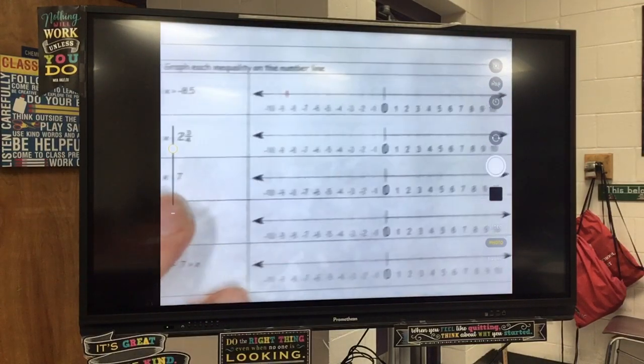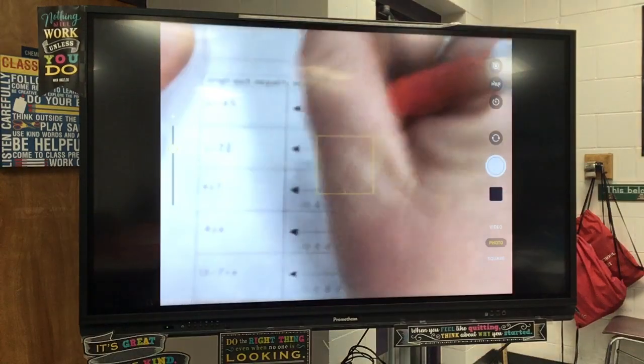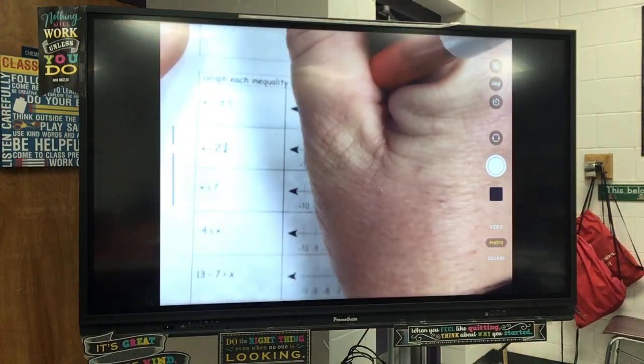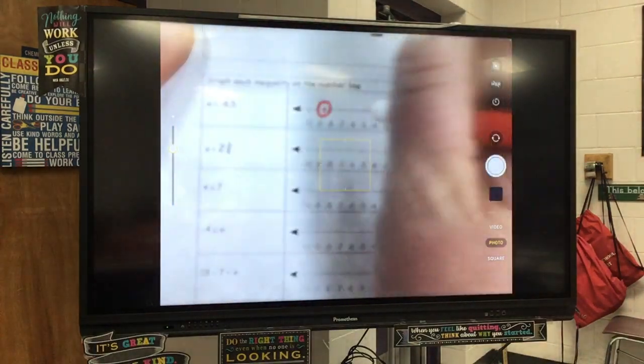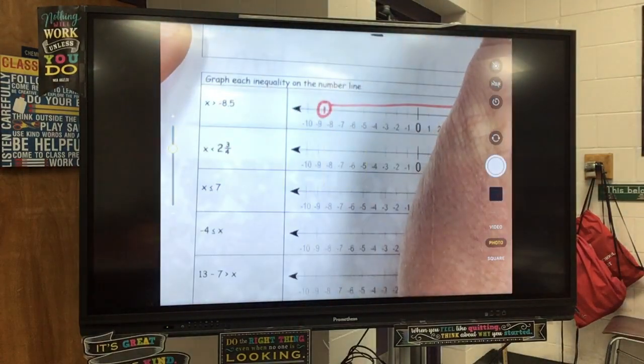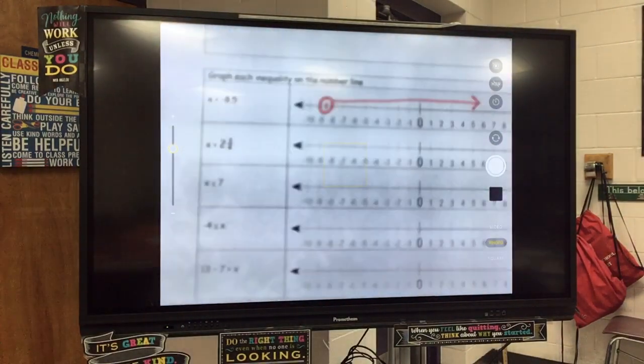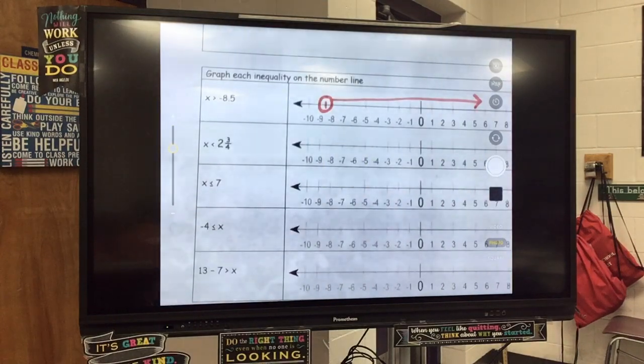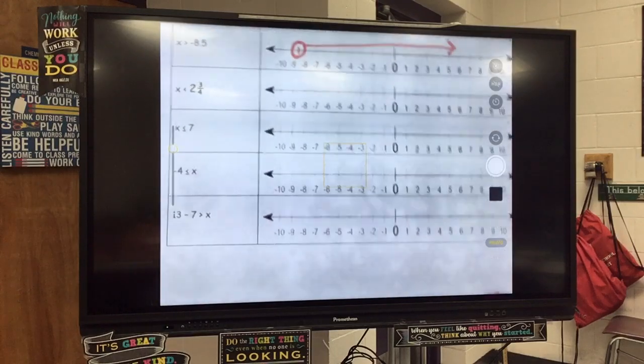Yes. Okay, and then what type? Open. And then what else? The arrow's going to be facing towards the right. Okay, and then give me a solution that makes the statement true. 8. So 8 is greater than negative 8.5. Perfect. All right, next one.